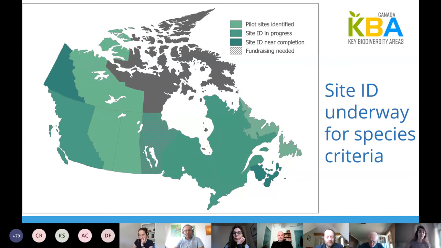Sarah Robinson also led the work in the rest of Atlantic Canada and has now moved on to a new position, and Caitlin Porter will be taking over that portfolio. But again, as you can see by the cross-hatching, right now we don't have the funding to push forward to complete that work in Newfoundland and Labrador as well. So that is for sites identified using the species criteria.